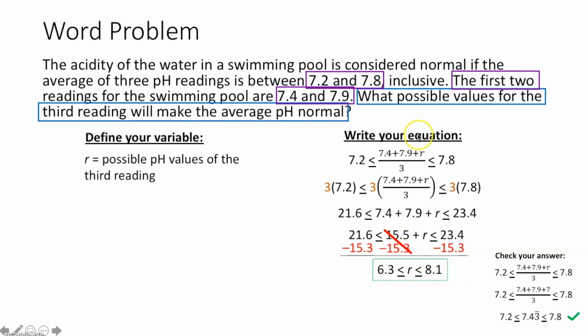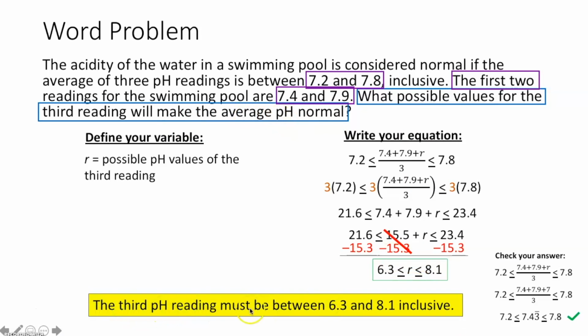But don't leave this as your answer. You were asked a question, what possible values for the third reading will make the average pH normal? That would mean the third pH reading must be between 6.3 and 8.1 inclusive because of these equal signs. And you're done.